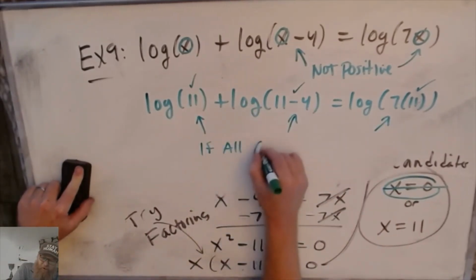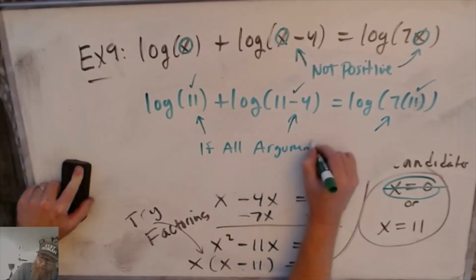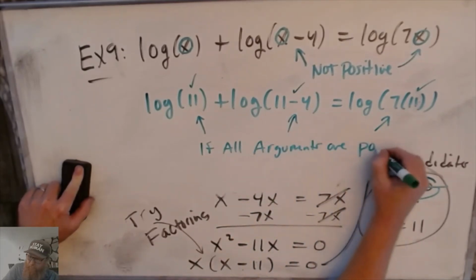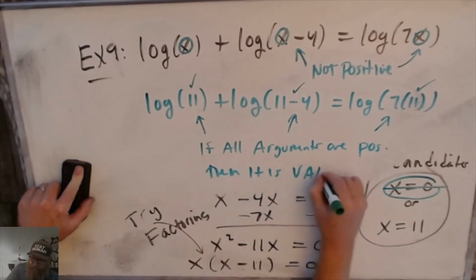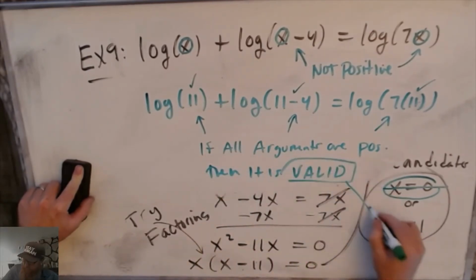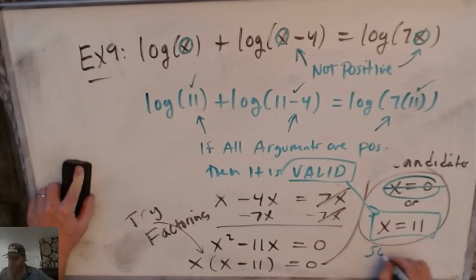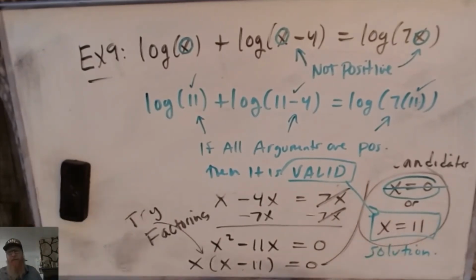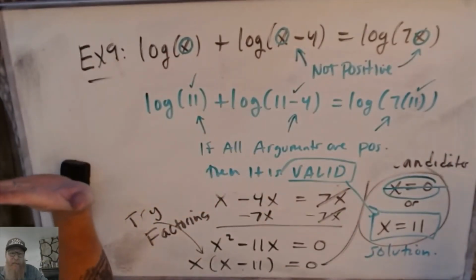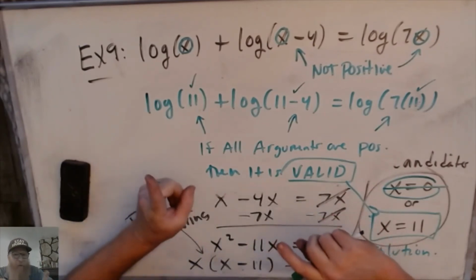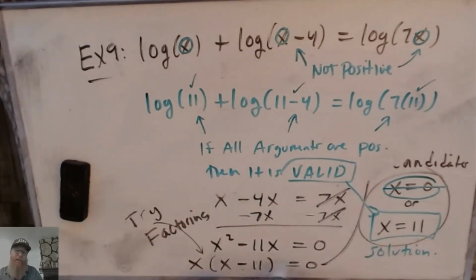If all arguments are positive, then your answer is valid. So my solution is x equals 11. If any of the arguments come out to be negative, all it takes is one negative argument, the solution is invalid. You cannot have a negative argument.